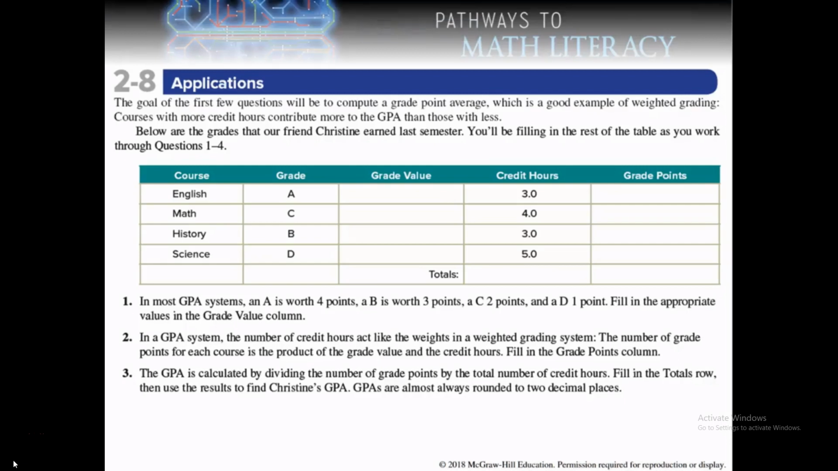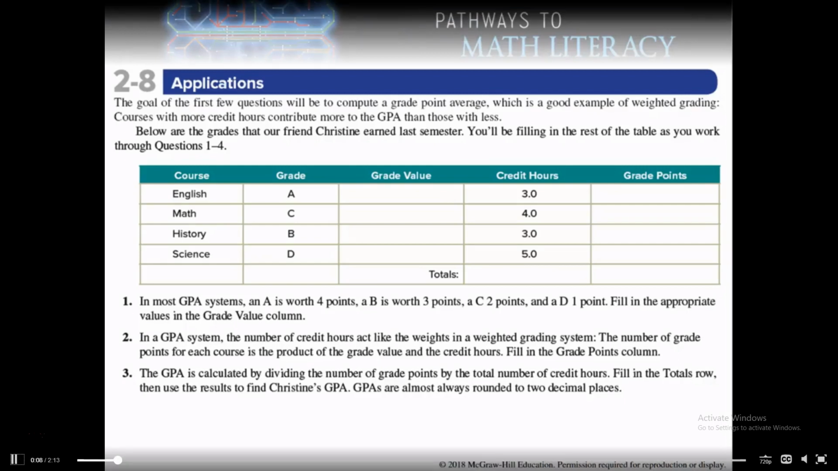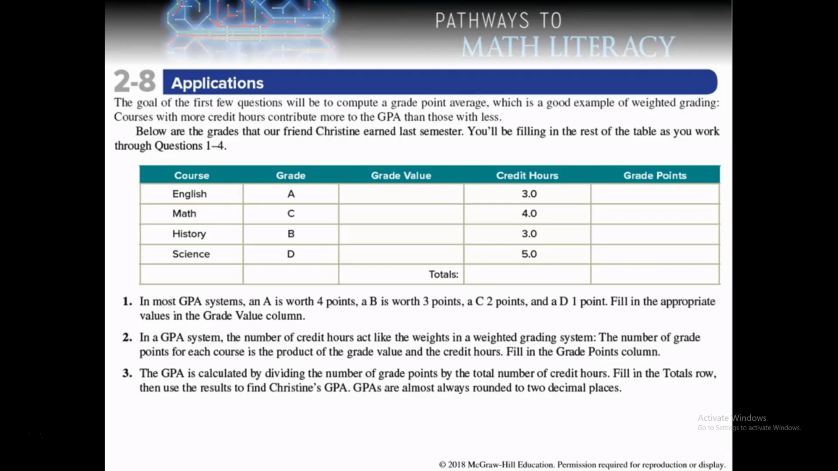This is talking about how to calculate a GPA, which is actually an example of weighted grading. So in question 1, it says that in most GPA systems, an A is worth 4 points, B is 3, C is 2, D is 1, and you don't get any credit for an F. So filling in the grade value column in this table, the A in English is worth 4 points. The C in math is worth 2, the B in history is worth 3, and the D in science is worth 1.